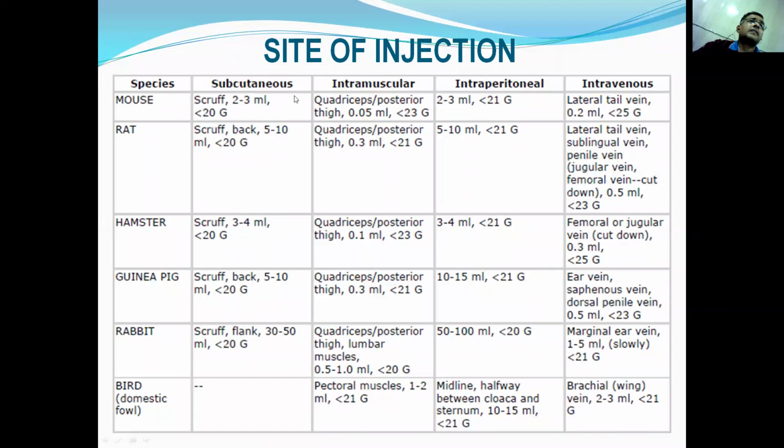And these are the different sites of injection. So this is the species, you can say mouse, rat, hamster, guinea pig, rabbit, bird, and these are the different methods of inoculation. What needle you can use, how much amount you can inoculate, which muscle is there, what is the site, these details are given in this table. So at the end of the lecture you can go through this table and make some notes.